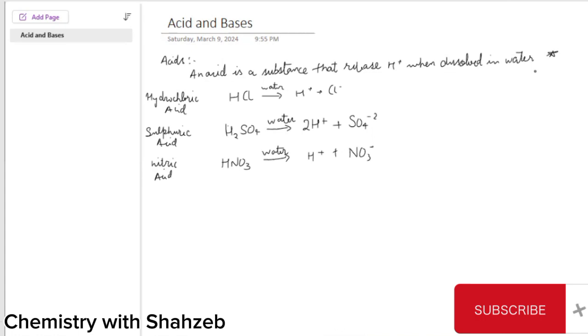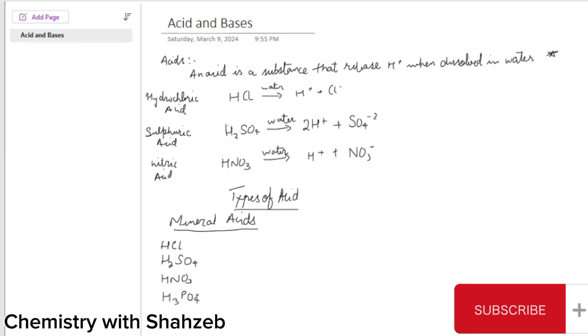Moving further, there are basically two types of acids. One type is mineral acids. Mineral acids are those acids which are man-made. For example, HCl, which is hydrochloric acid, then H2SO4, which is sulfuric acid, then nitric acid. Then we have phosphoric acid, that is H3PO4.